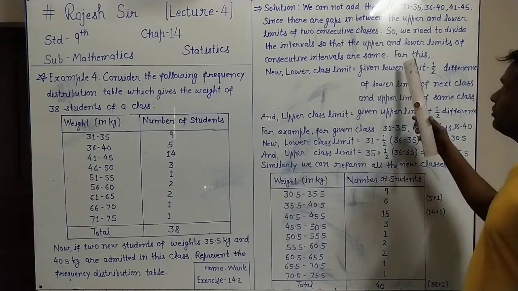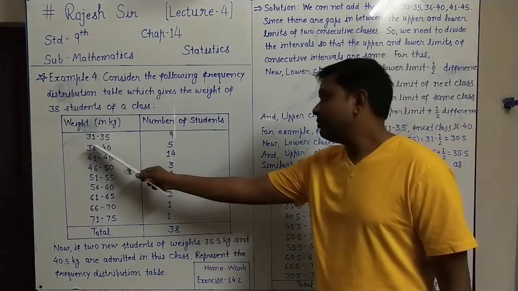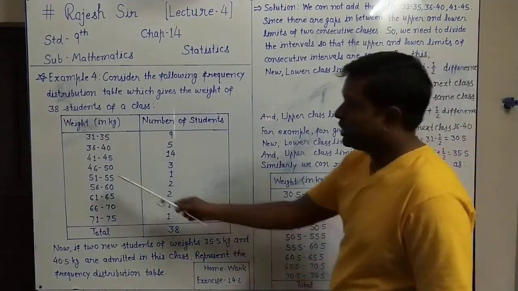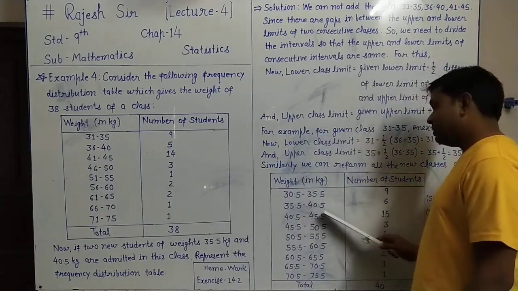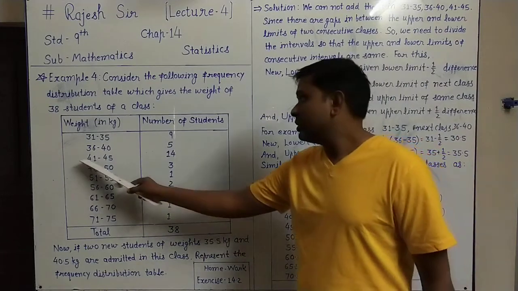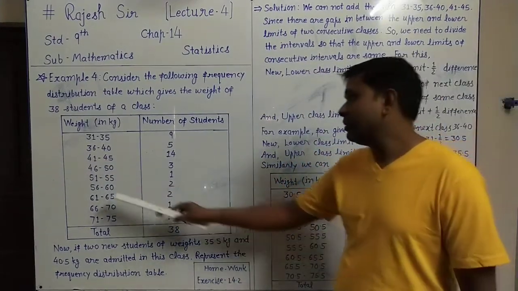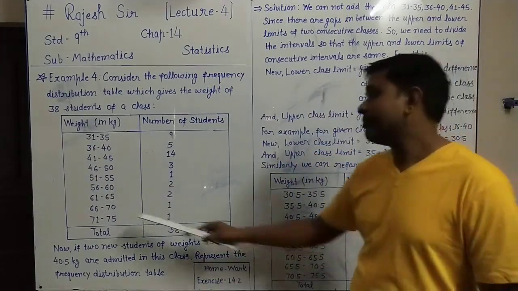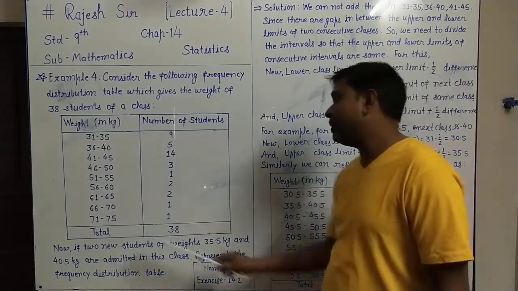Same way, by the formula we have seen, this 31 to 35 becomes 30.5 to 35.5. This 36 to 40 becomes 35.5 to 40.5. 41 to 45 becomes 40.5 to 45.5. 46 to 50 becomes 45.5 to 50.5. 51 to 55 becomes 50.5 to 55.5.